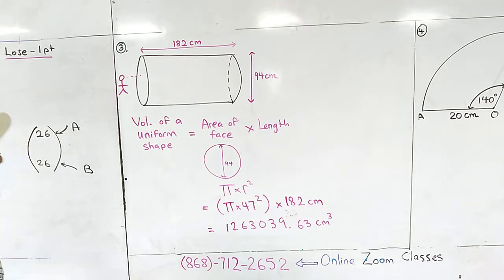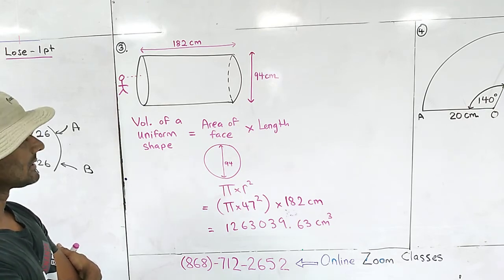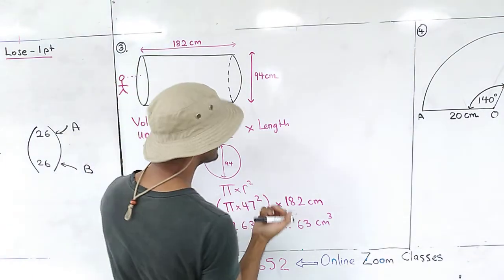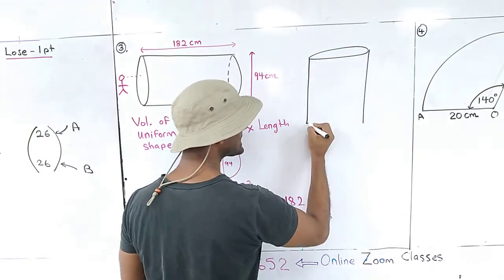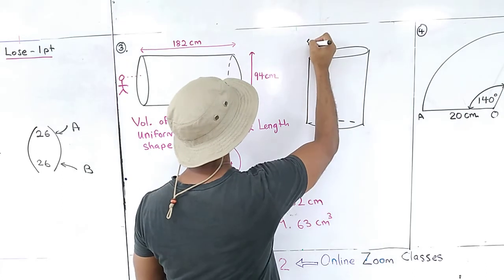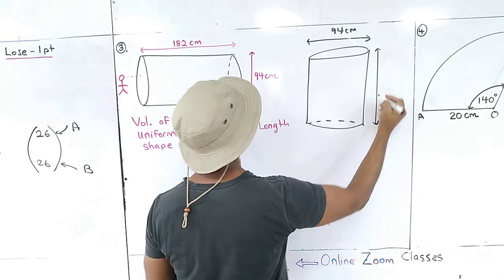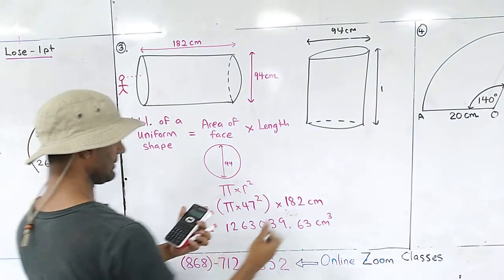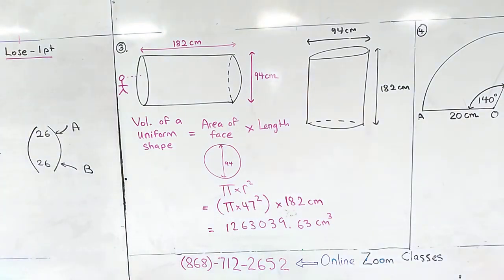Alright, so how can this question come different now? Suppose they ask you to fill this with water, but they tell you that they turn it this way. So we're going to turn it this way, upright. It's the same barrel or cylinder. From here to here is still 94, and the height is still what? 182 centimeters.